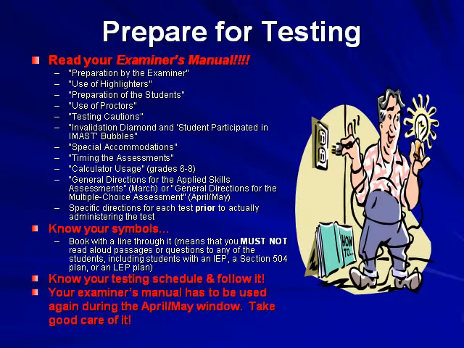Know your symbols. A book with a line through it means it cannot be read to anyone, regardless of a student's IEP, Section 504 plan, or LEP plan. And I know the schedules that your principals give you are pretty clear on what can't be read at all. Know your testing schedule and follow it, and take care of your examiner's manual. It'll be used again during the second testing window, the multiple choice window.